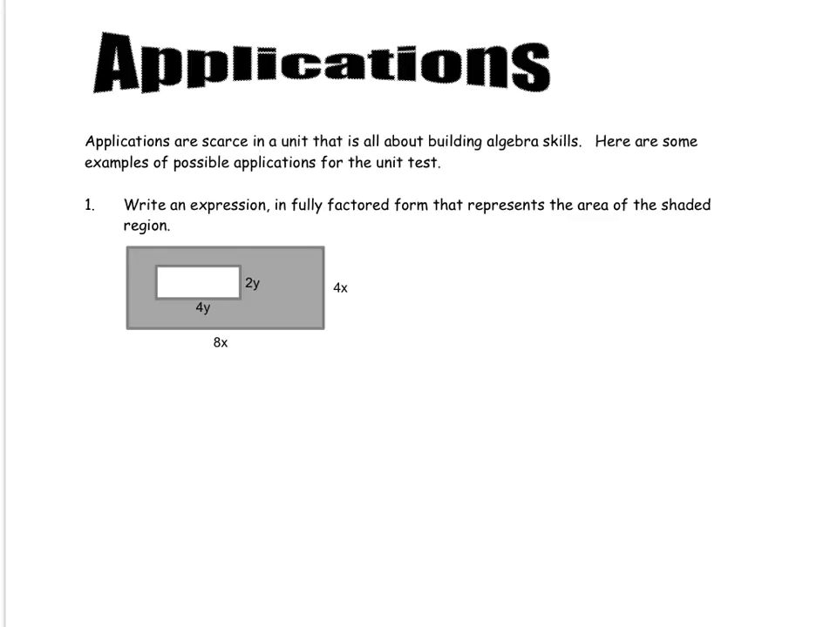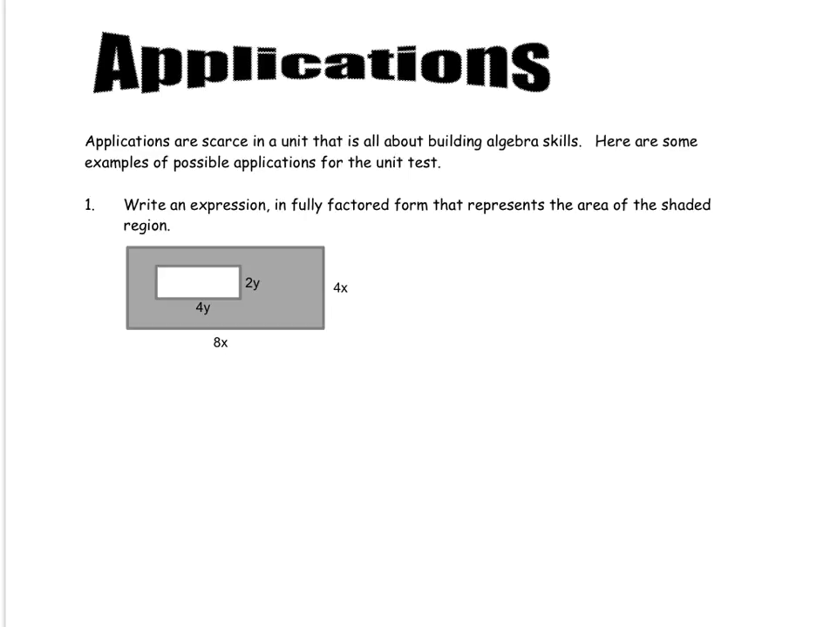Today we're going to look at applications, and as you can see, this has been a unit that is really heavy on your knowledge skills because it's all about building your algebra skills throughout this unit that are going to help you for the rest of your math career. So applications are pretty scarce in this unit, so I'm going to just give you a couple of examples of how you will see them on the unit test, okay?